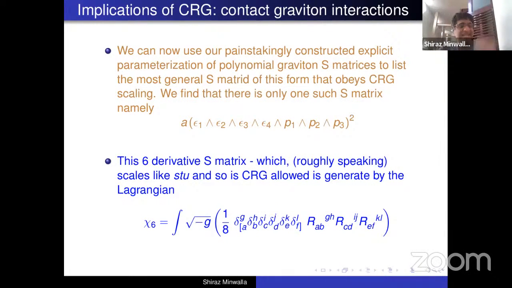Okay, so in 6 and lower dimensions in particular, combining this classification of polynomial structures and then asking which of these is CRG allowed gives us no answer. In 6 and lower dimensions, there are no CRG allowed polynomial S matrices.